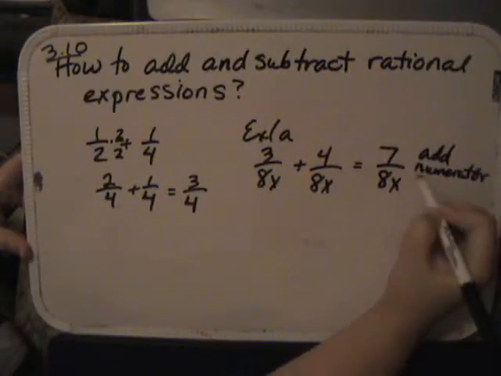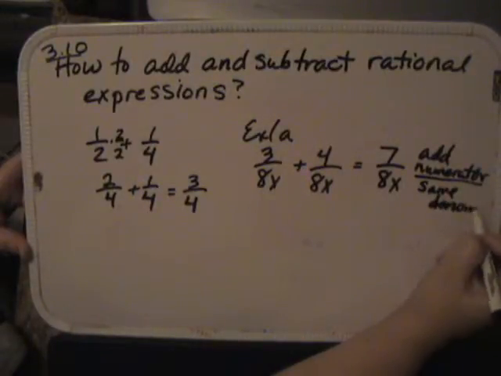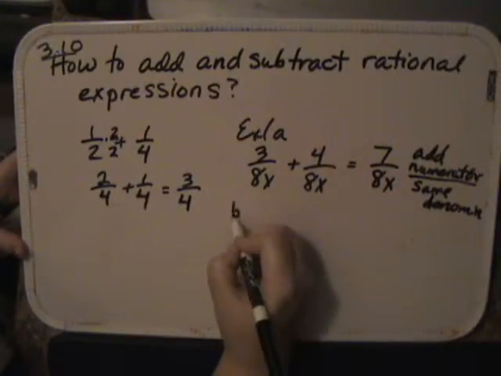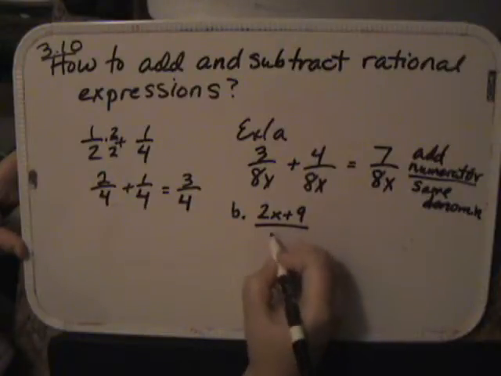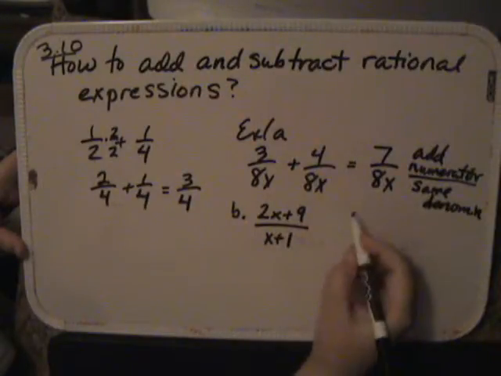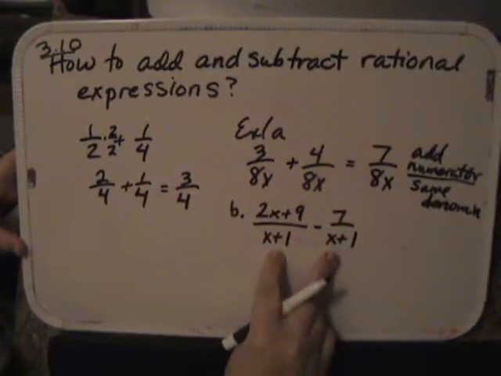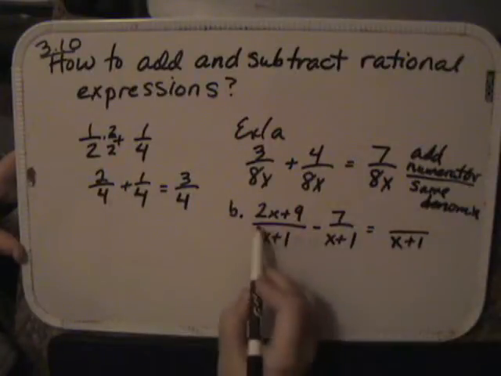Okay? And then it's over the same denominator. And this is how we add fractions. Now for b, we have 2x plus 9 over x plus 1 minus 7 over x plus 1. These have the same denominator, so we know it's going to be x plus 1 in the denominator. And we can add the numerators.